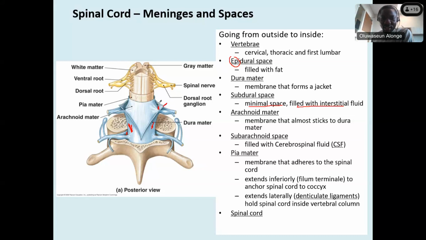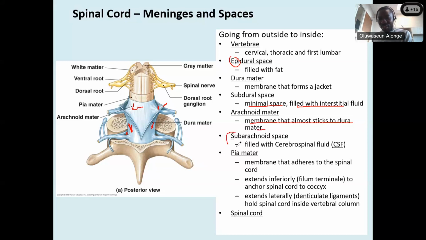Now the next thing after the subdural will be the arachnoid, and here's the arachnoid. Now this is the arachnoid, and it's a membrane that almost sticks to the dura mater. All right, the difference between the dura mater and the arachnoid is that between the arachnoid and the dura mater, there's the subdural space. Right now, after the arachnoid, there's going to be the subarachnoid space.